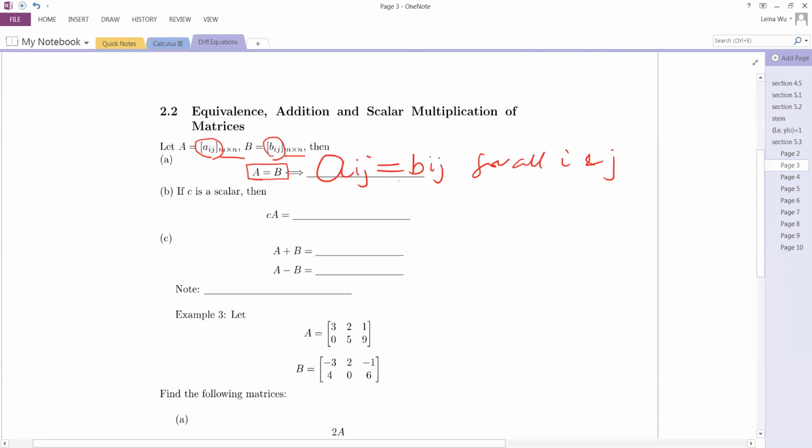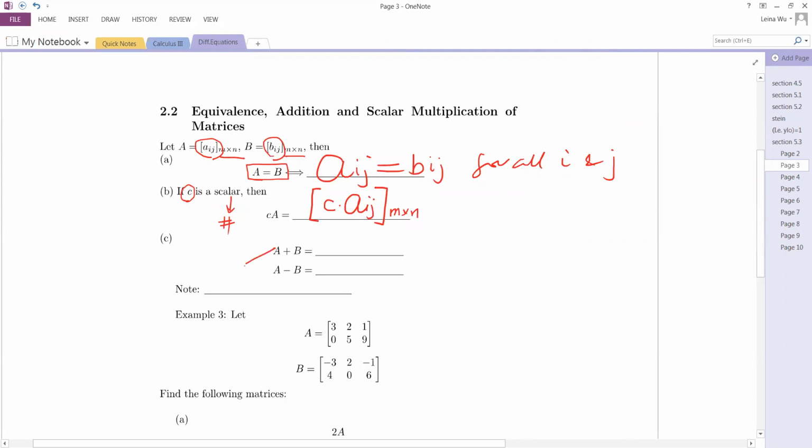If c is a scalar, which means a number, then we can multiply a matrix by a number, right? How do we do the multiplication? You just multiply every element. Multiply every element by the c, right? So cA would be a matrix of the same size, n by n, whose entries are the scalar c times each entry a sub ij.